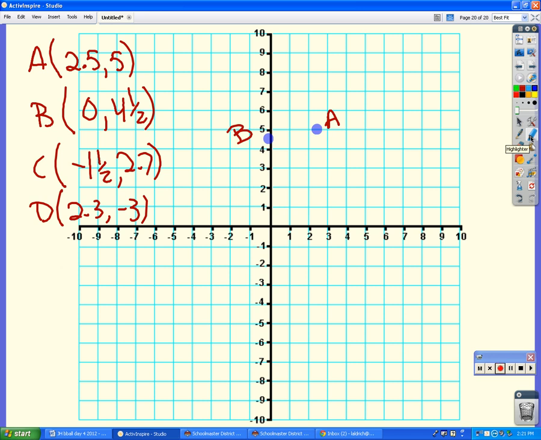I gave Jacob a D. Okay, good, that's good. So Blaine again had to do a little bit of double estimating there to find point C. So negative 1.5 means he went to the left 1.5. And then 2.7 means go up 2.7. Okay, so he ended up right there, point C.